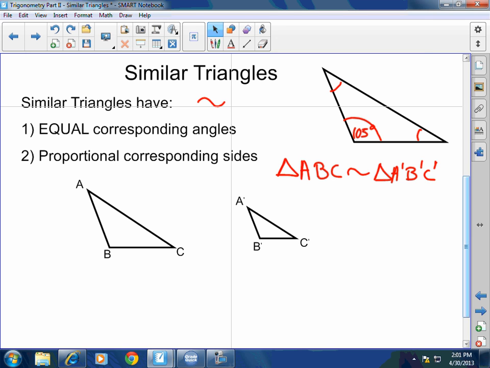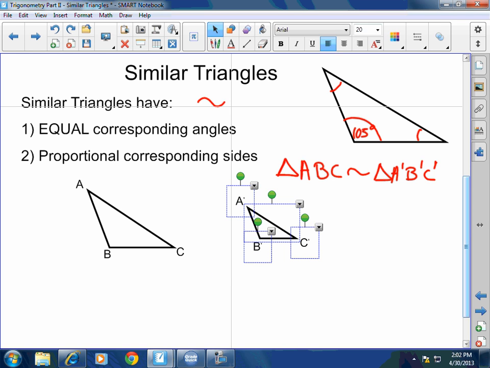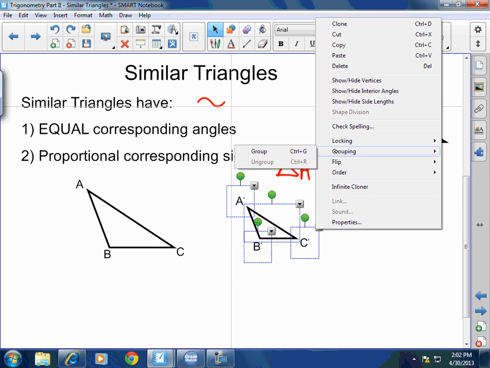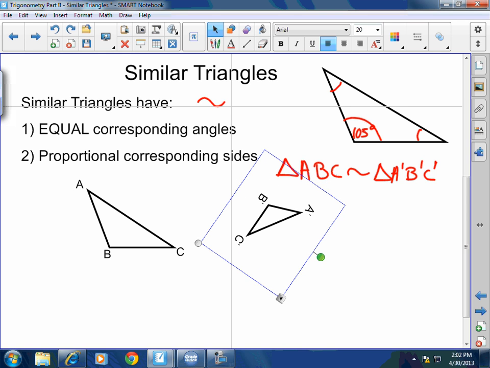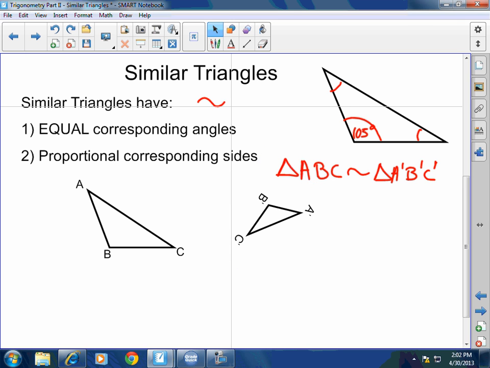Check this out, guys. You never, ever choose corresponding sides by the pictures. In these particular pictures, it's very easy to see the corresponding sides. But what if I did this to you? What if I did this, and I spun it? Sometimes it's not as easy to know what corresponds with what.